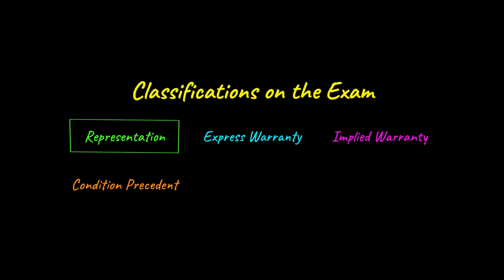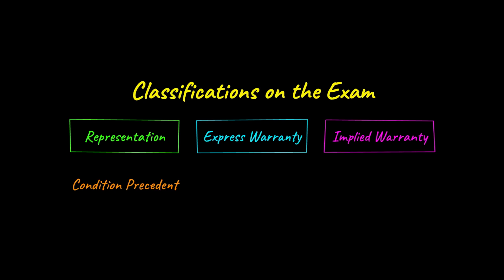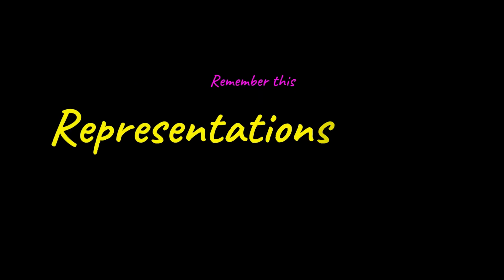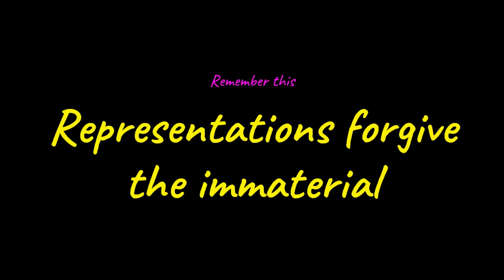Watch for imitators. An express warranty is guaranteed true and written into the policy itself. An implied warranty is read in by law and belongs to marine insurance. And a condition precedent is just an event that must happen before a duty arises. Only representation correctly describes application answers. That forgiveness is exactly what stands between an honest applicant and a voided policy.